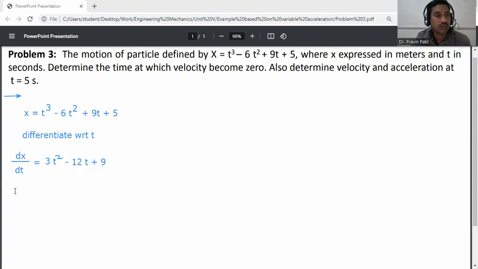Okay. So dx by dt is equal to v, velocity. v is equal to 3t square minus 12t plus 9. This is the velocity equation. Write down this one as equation number one.